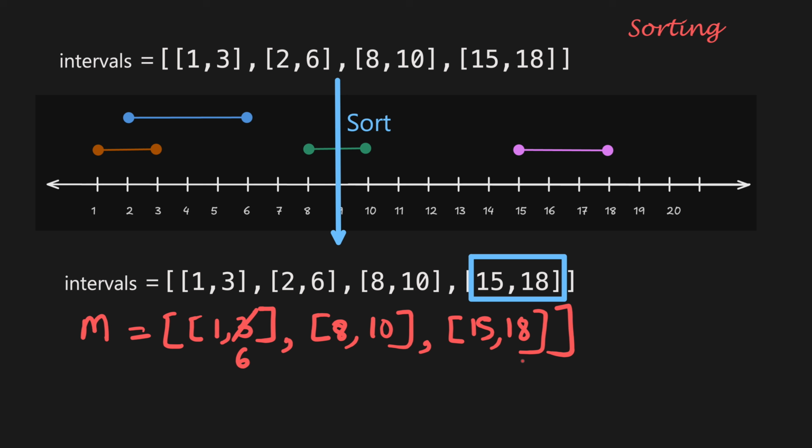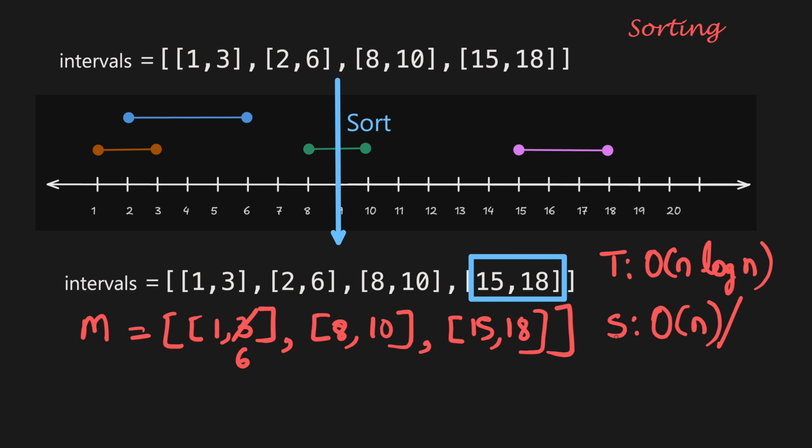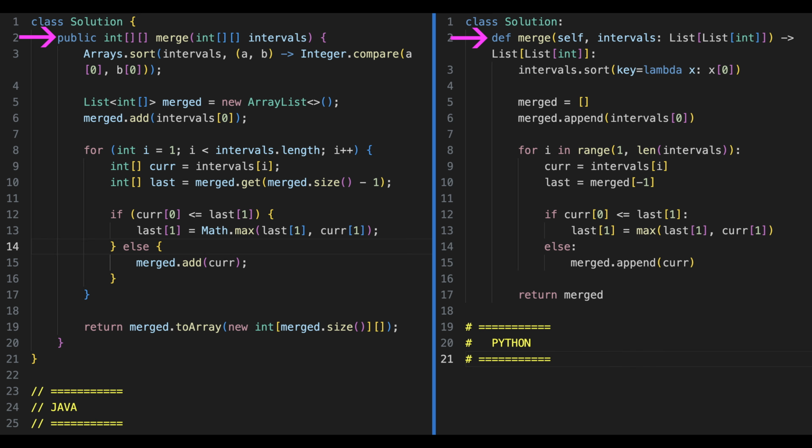Now, the time complexity of this approach is O of n log n, which is dominated by the initial sorting step. Later, we go through this sorted list of intervals to merge the intervals. That takes O of n time. So, the overall time complexity is O of n log n. And the space complexity is O of n to store the merged list, or O of 1 if you don't count the output array.